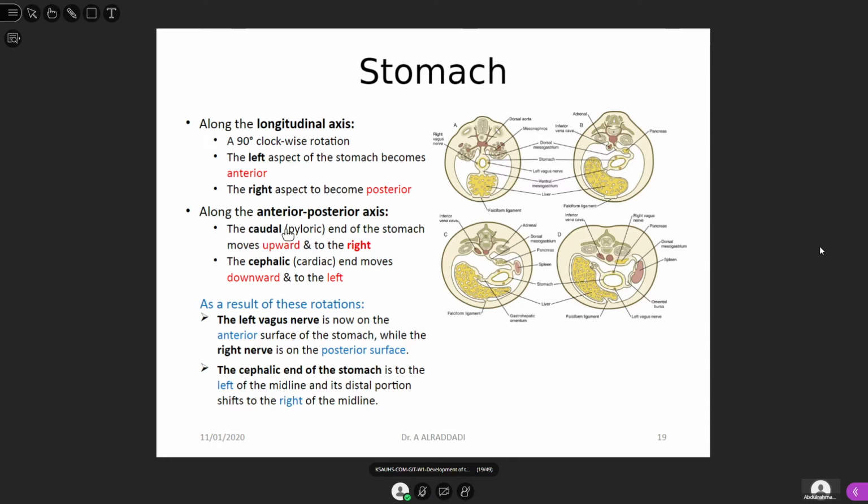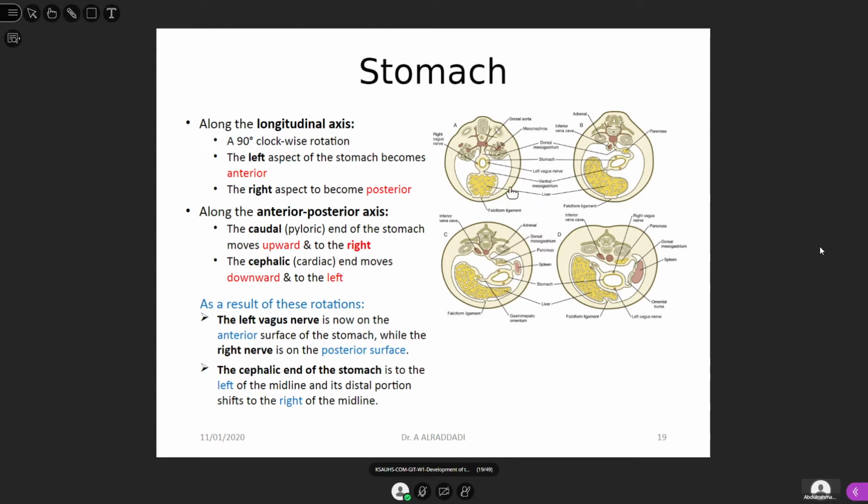Along the anterior posterior axis, the caudal part or the inferior part of the stomach will move upward and to the right side, and the cephalic end will move downward and to the left. As a result of these rotations, as we mentioned, the left vagus nerve is now on the anterior surface of the stomach, while the right vagus nerve will be on the posterior surface. The cephalic end of the stomach is to the left of the midline, and its distal portion will shift to the right of the midline.